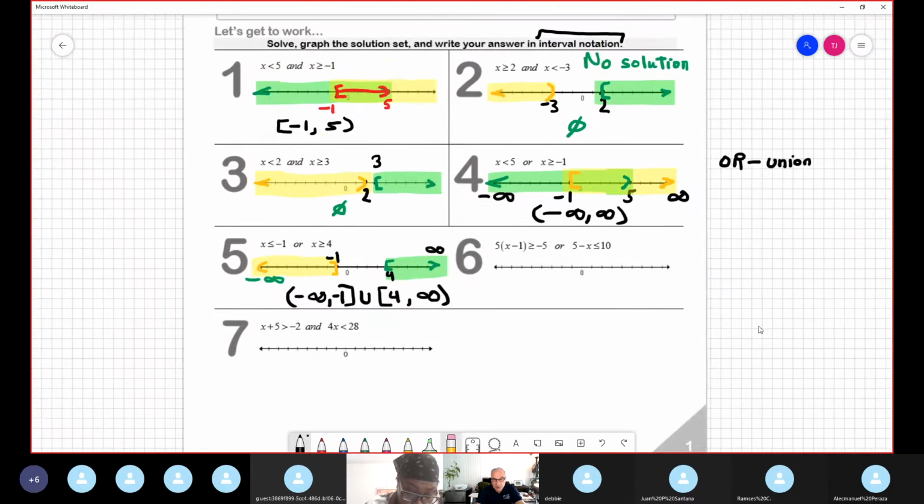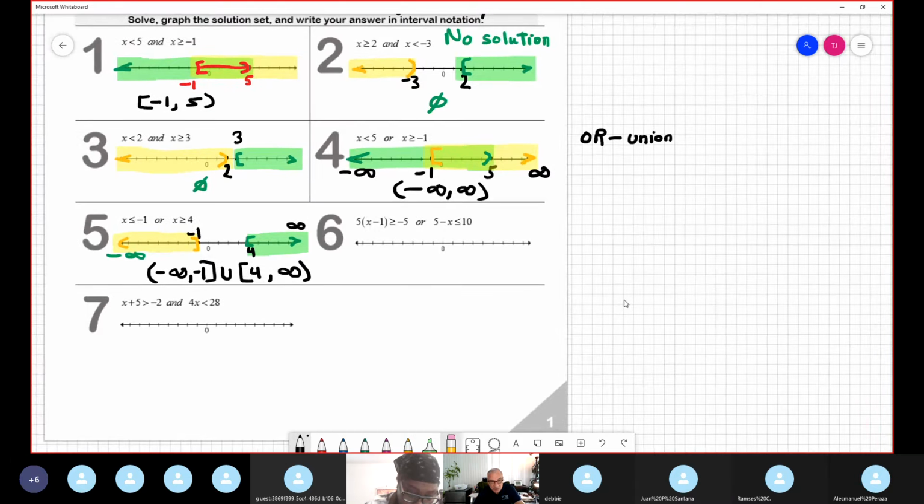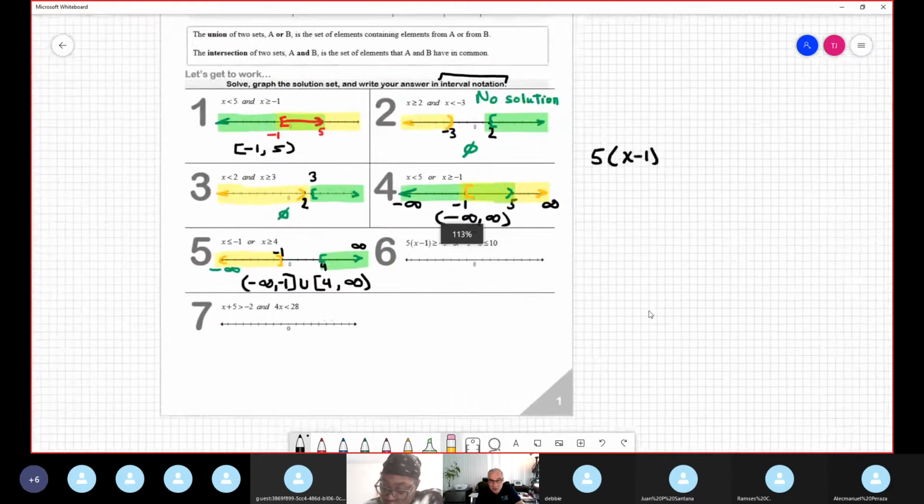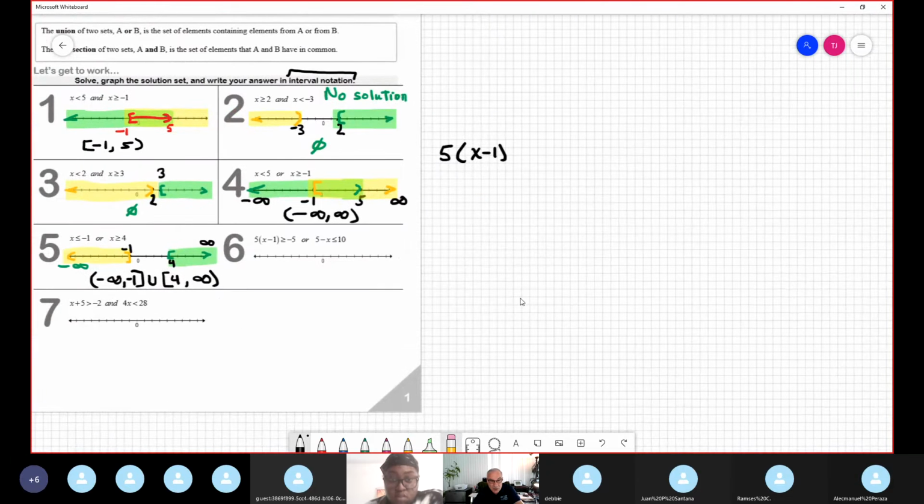Right, so let's do two more examples of the compound. A little bit more interesting, because here we don't do any algebra, it's just the last part, which is the graphic part. But in this case, no. In this case, we have two inequalities. Let me copy. 5 parentheses x minus 1. Okay, let me zoom out. So, greater than or equal to minus 5, or 5 minus x less than or equal to 10. You forget temporarily that this is a compound inequality. You consider them two separate inequalities, and you solve them separately.